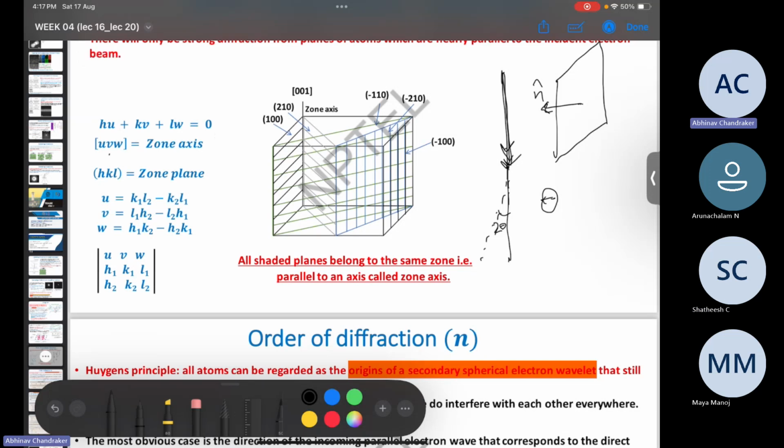And if [uvw] is the zone axis and (hkl) is the zone plane, then the uvw axis will be perpendicular to hkl, which is the family of planes. So the family of planes can be represented as this.